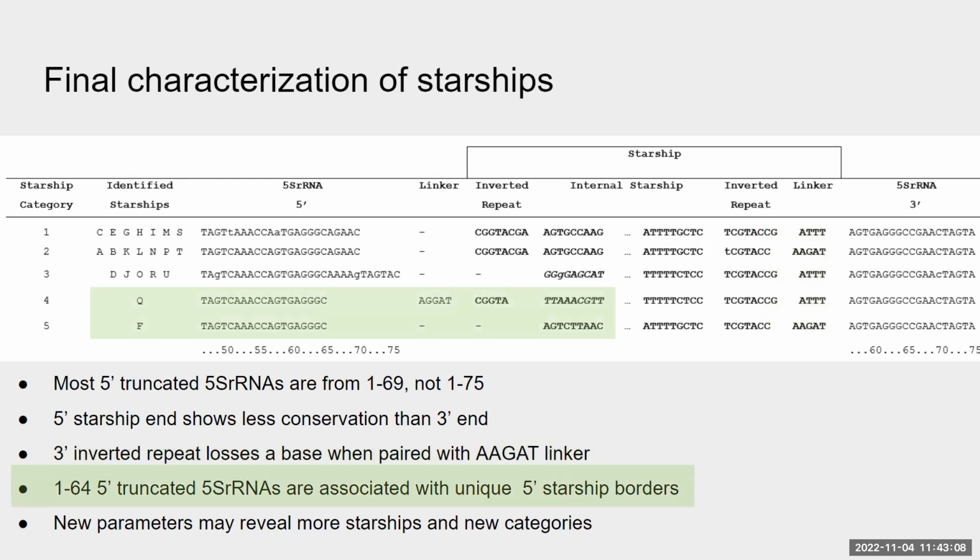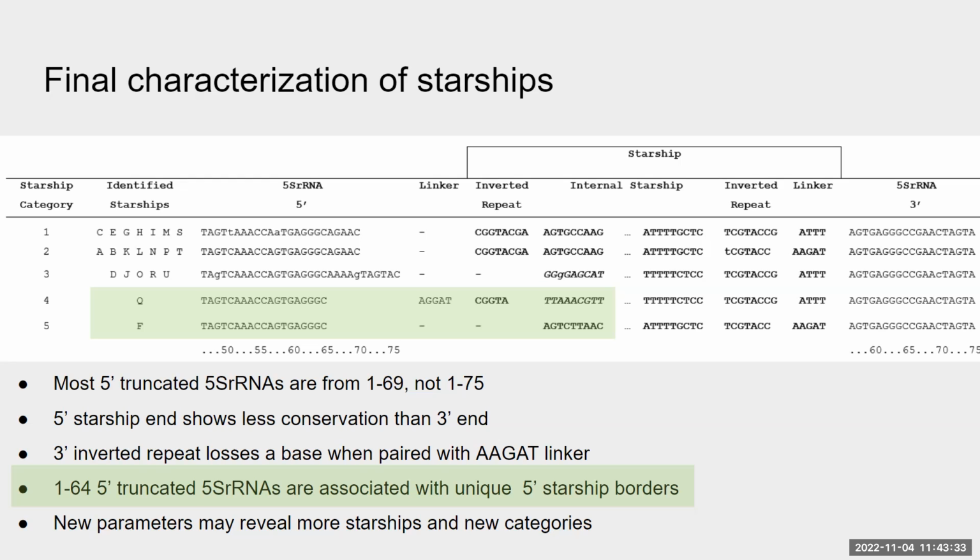We also found 1 to 64 5' truncated 5S RNAs, and those were more associated with unique 5' Starship borders. The only two that went from 1 to 64 on this side are completely different than all of the Starships that we found, so they have to be put into their own category. And we're still finding more of those currently.